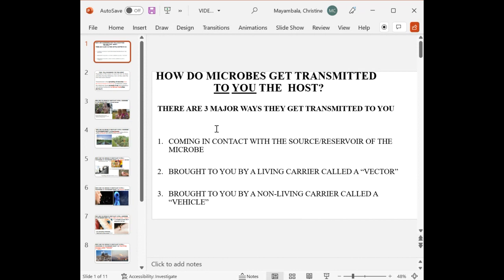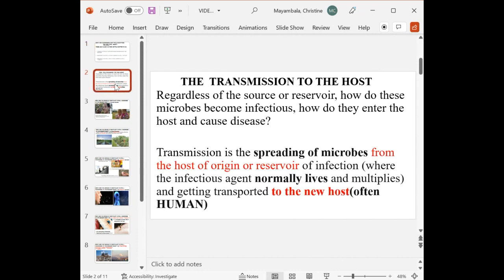And the third general way is the organism is transmitted to you by a non-living carrier. In the earlier cases, a living carrier we call a vector, but in this third way, it's a non-living carrier, and we call these vehicles, not the motor cars that you drive, but vehicles, means of transmitting that organism. And again, we'll look into more detail at all these 3 major ways that microbes get transmitted. So with that, we'll move on to the next slide, slide number 2.